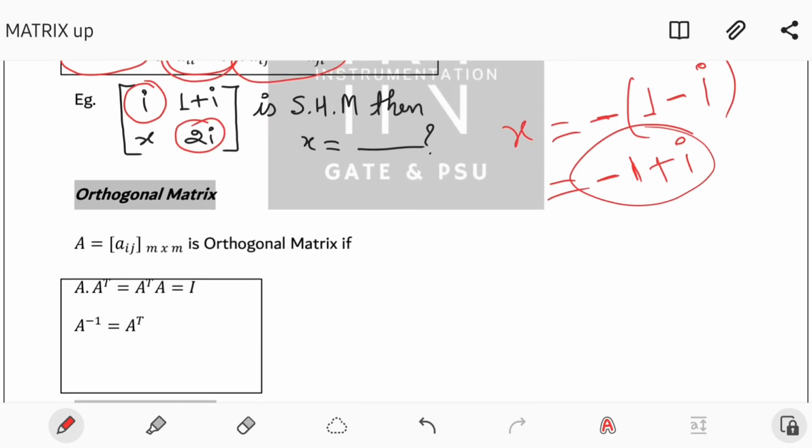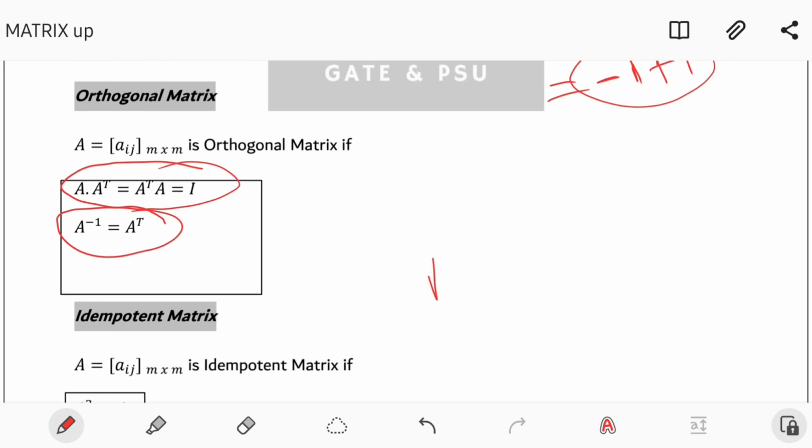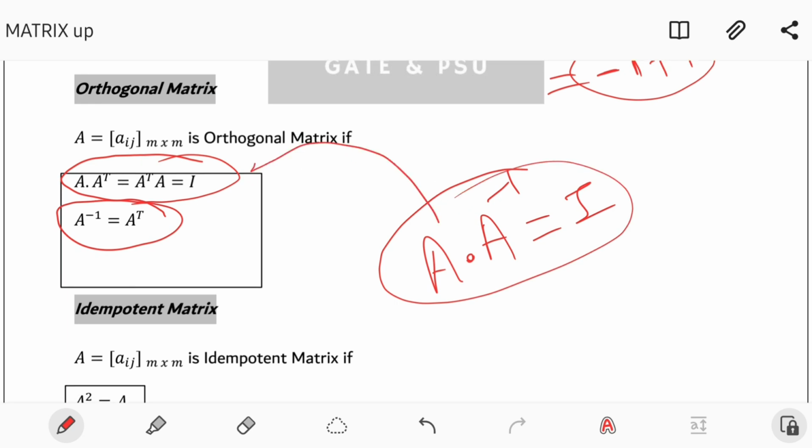The next point is the orthogonal matrix. A matrix is said to be orthogonal when A into A transpose equals A transpose into A equals I. You can say it like this, or A inverse equals the transpose of the given matrix. In that case, it is an orthogonal matrix. As we all know, A into A inverse equals I. When you compare this identity with this, you get A transpose equals A inverse.